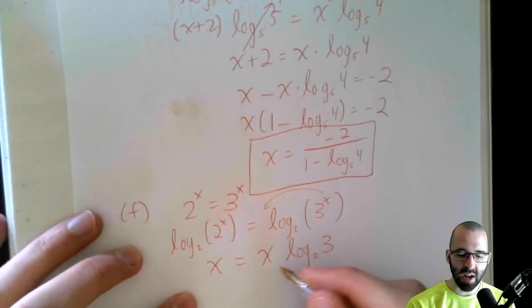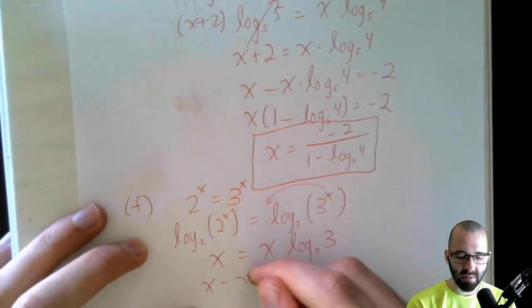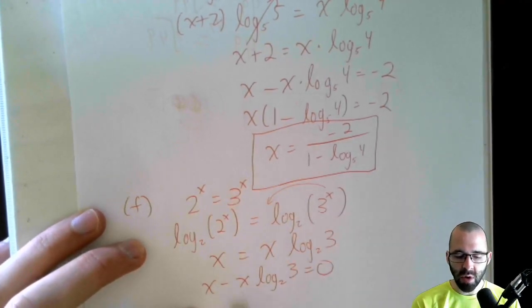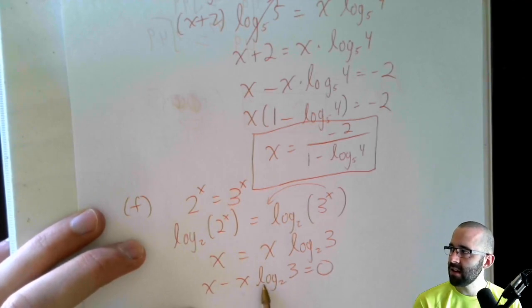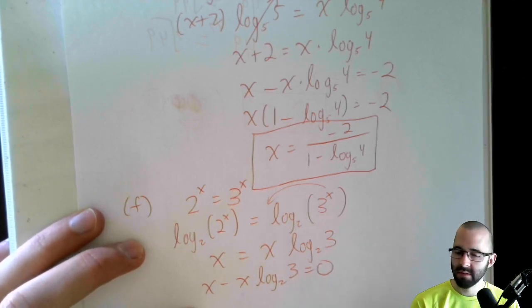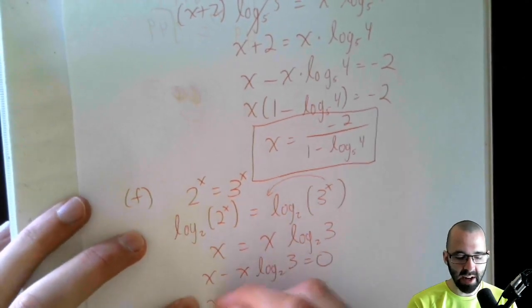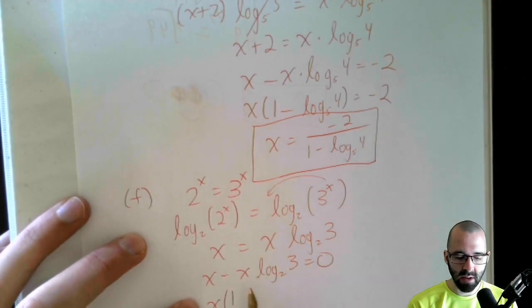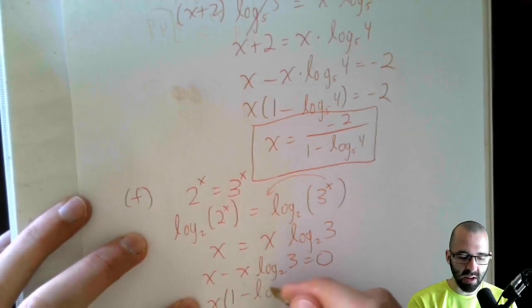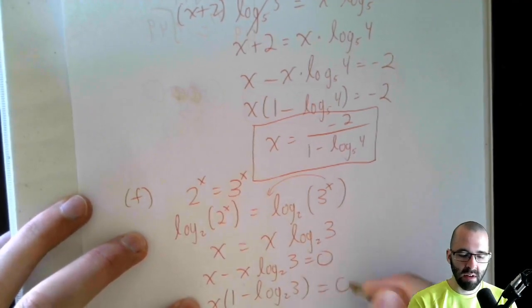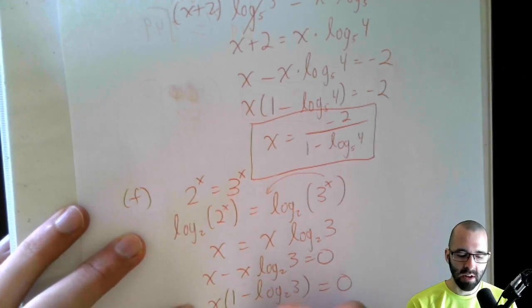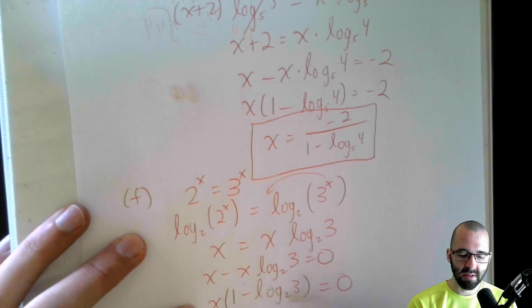Okay, so we need to subtract this over. So we get x minus x times log base 2 of 3 equals 0. And just like before, we're going to factor the left-hand side and then solve. So we factor out an x, just like in the previous problem. When we factor an x out of an x, we're just left with 1. When we factor an x out of this, we have minus log base 2 of 3. And now we divide both sides. You're going to get x equals 0 divided by this. Well, 0 divided by anything is just 0. This is our only answer.